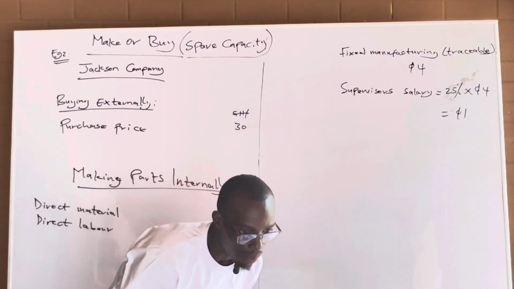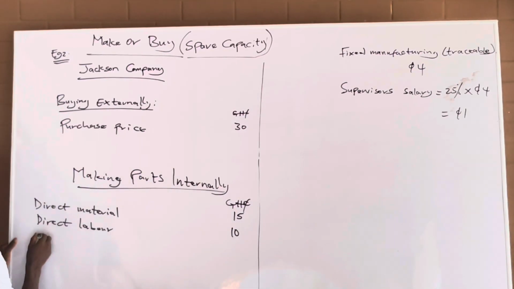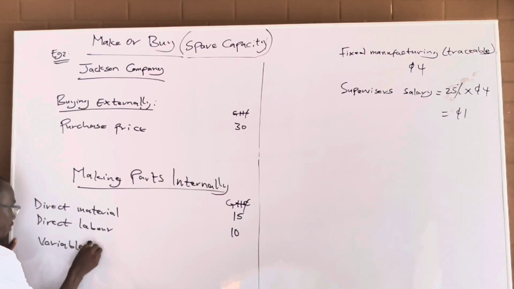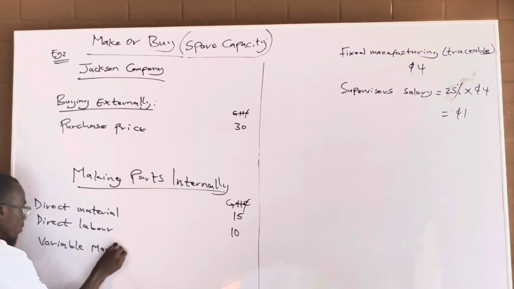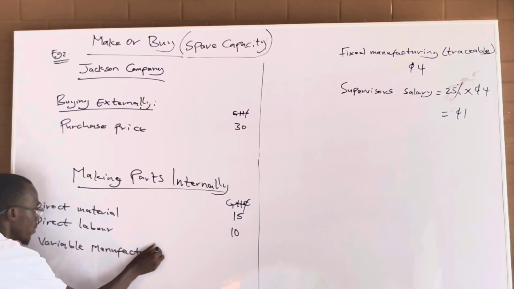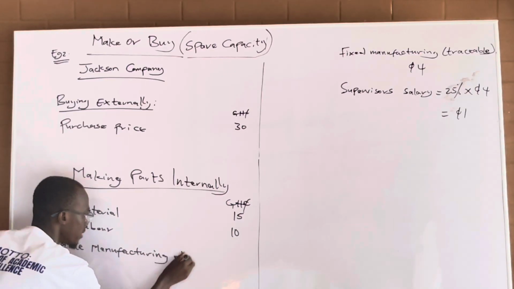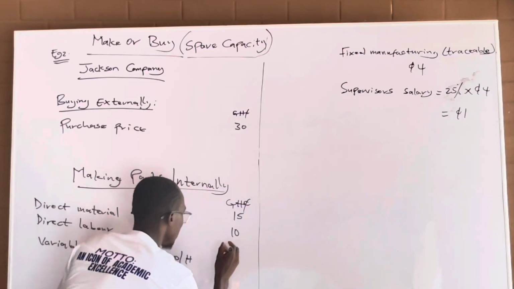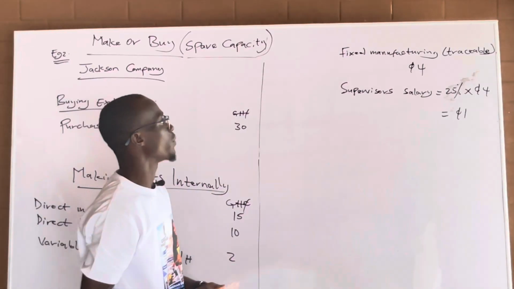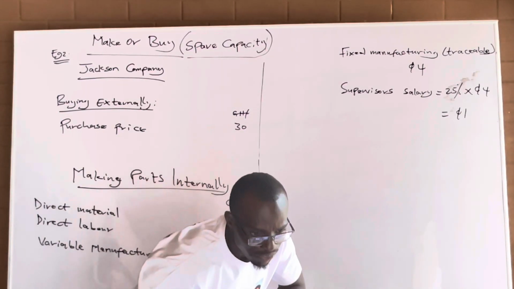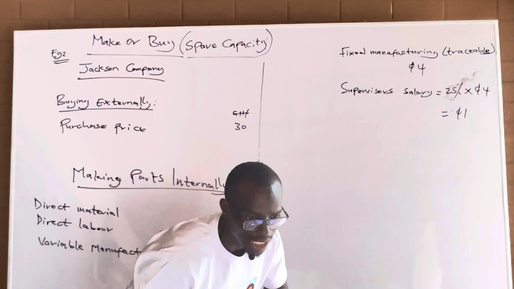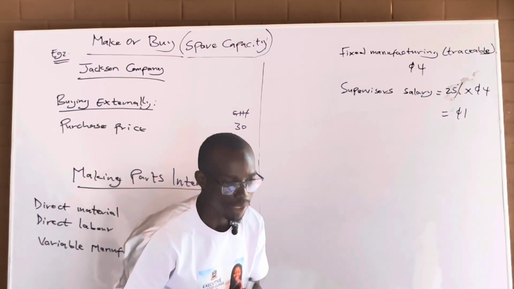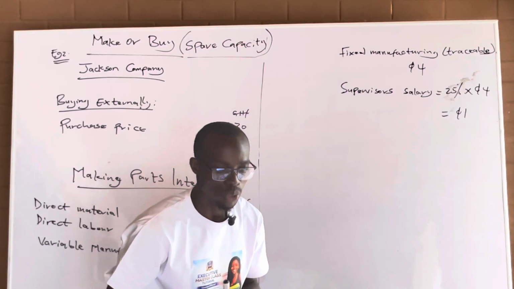Then we have variable manufacturing overheads. That one too is 2 Ghana cedis. And you see, when I was reading the question, we have fixed manufacturing overhead, but they said that it is traceable. And we know that fixed manufacturing overhead is what? Non-relevant cost, so we don't need to consider.